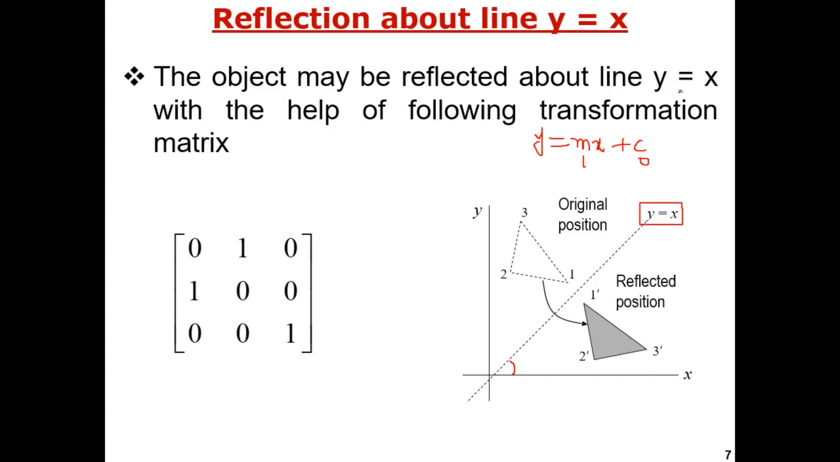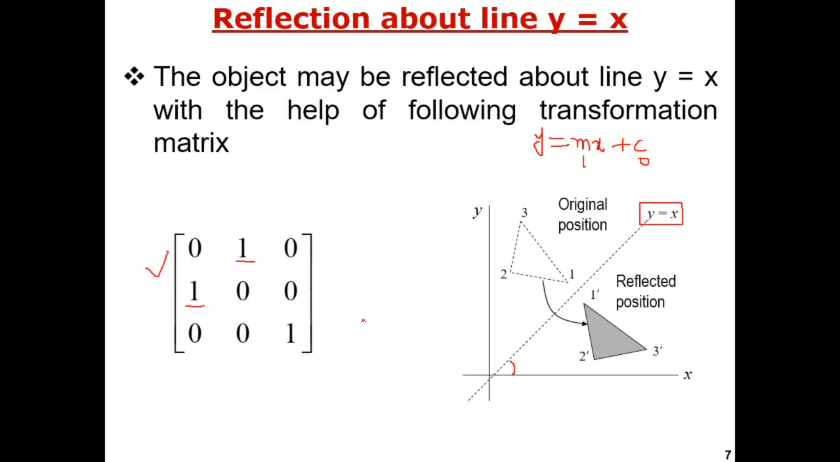The object may be reflected about the y is equal to x line with the help of the following transformation matrix. So this matrix is going to be applied. Why? Because y is equal to x means the y value and x value are just going to change their positions. The x position is going to be changed to the y position, and the y position to the x position. You can see that the one is going to be here and the other is going to be here.